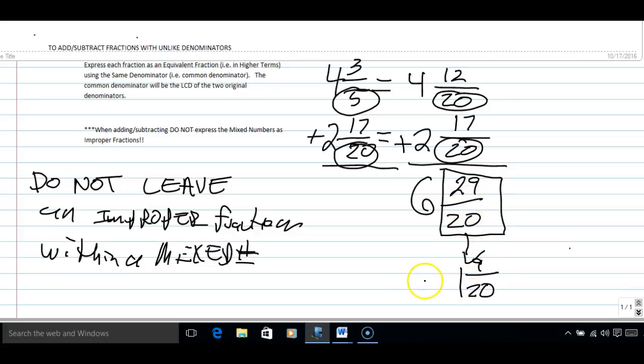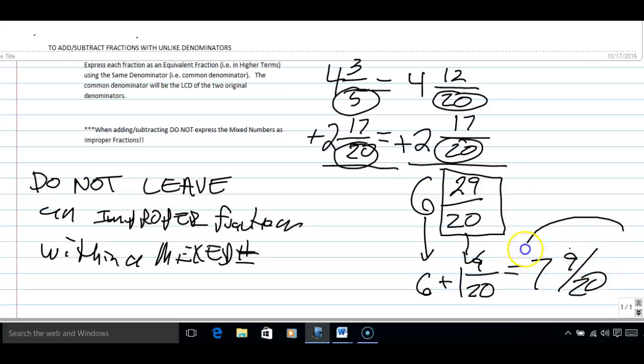Please do not write that as your answer, because 6 is not equal to 1. Just this portion of this improper fraction is equal to this mixed number, which is 1 and 9/20ths. But we had 6 to begin with. So 6 plus 1 gives us 7. So that's 7 and 9/20ths.